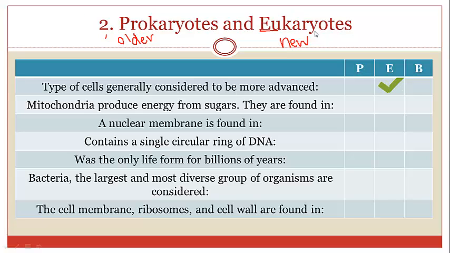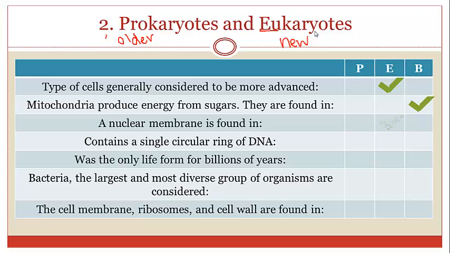Mitochondria produce energy from sugars. They are found in both prokaryotic and eukaryotic cells. All cells need some method to harvest and generate energy for cellular processes. So for many types of cells, this is going to be through mitochondria.